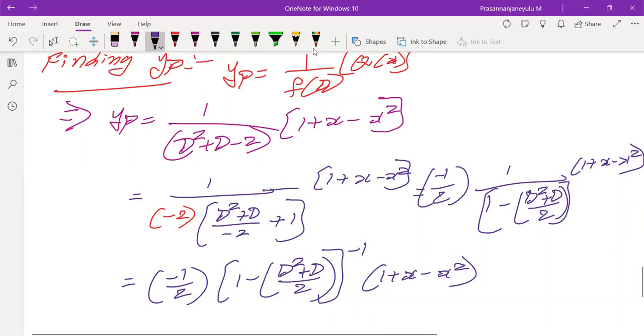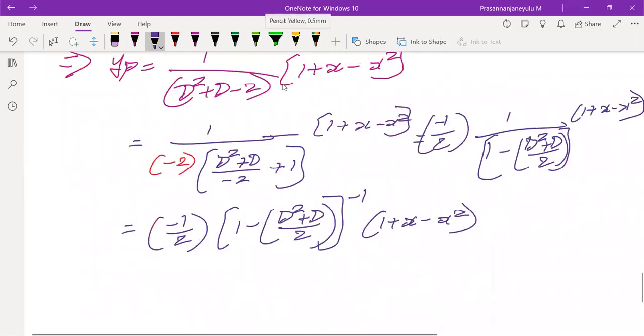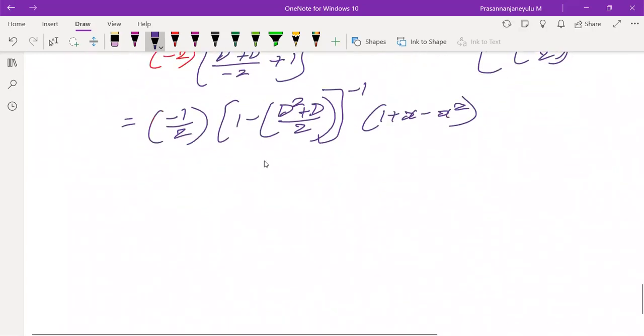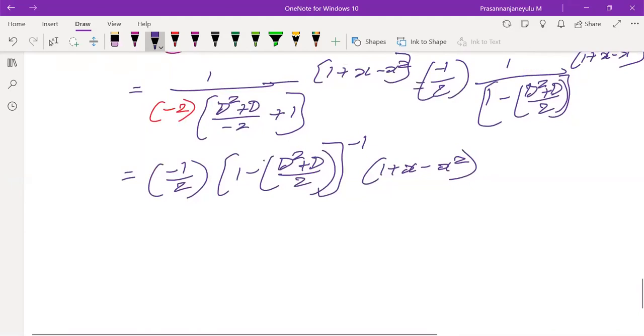Now, how many terms do we have to expand? What is the expansion of (1 minus x) whole power minus 1? 1 plus x plus x square plus x cube and so on. But how many terms do we have to expand? That is an important point. For that we have to take our rough work.